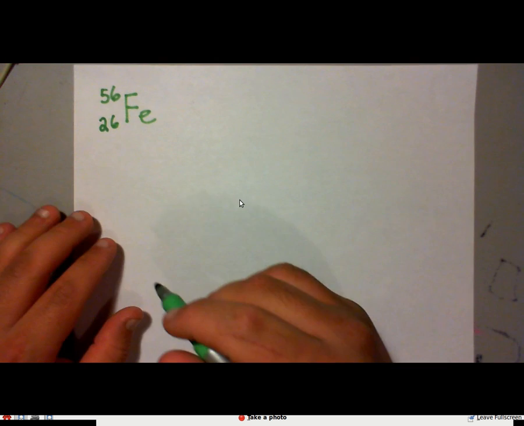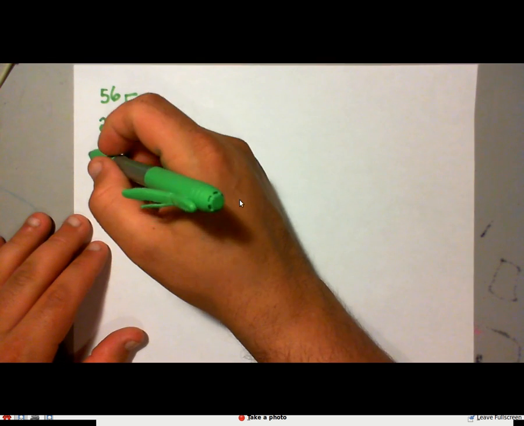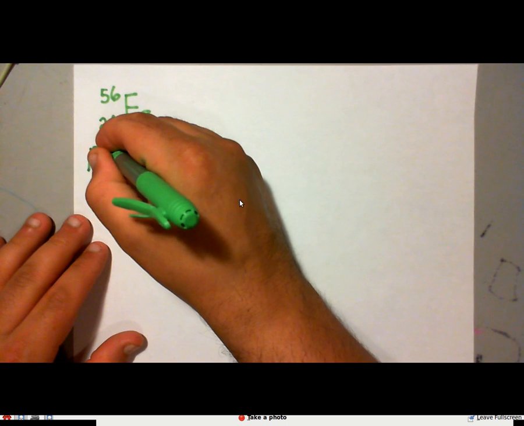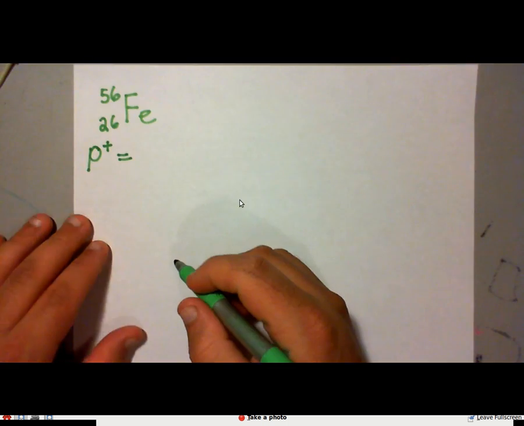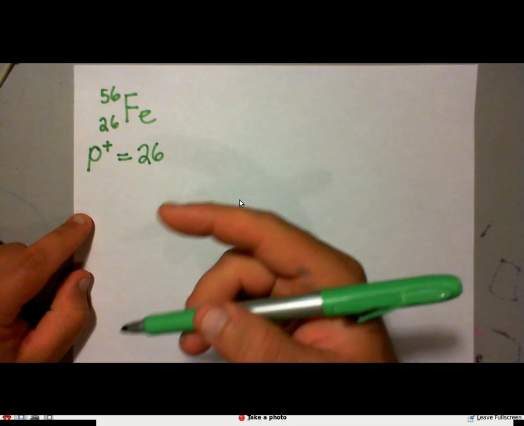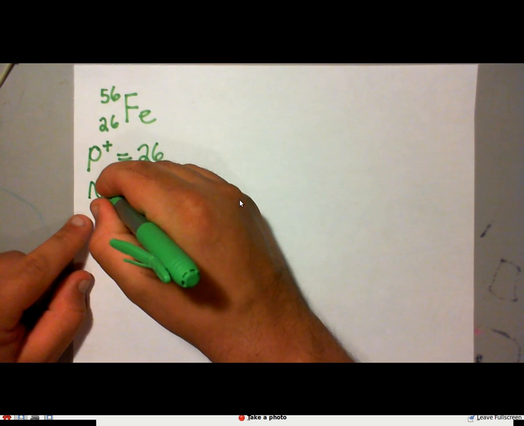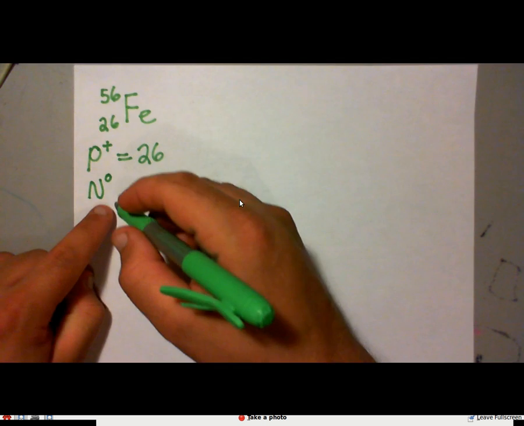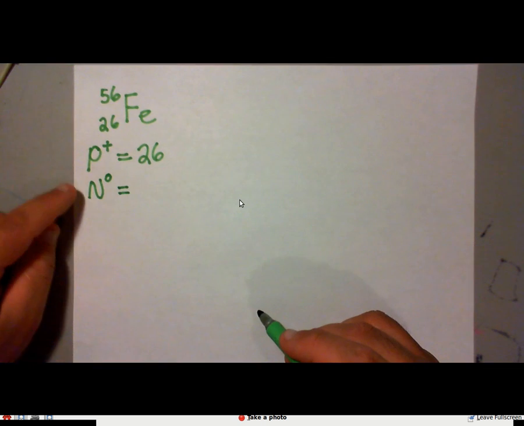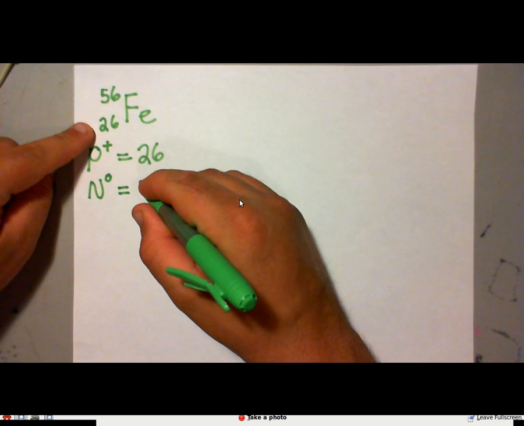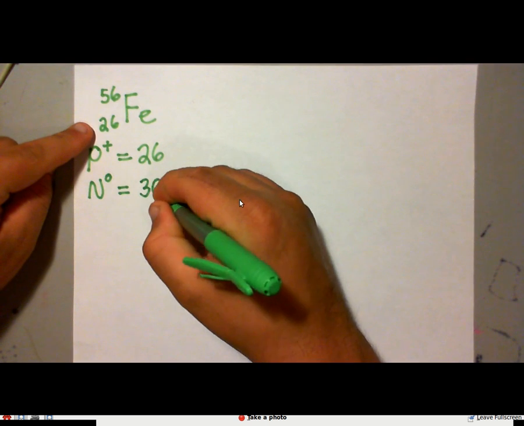So basically, they may ask a series of questions. How many protons do you have? Well, you have 26 protons. They may ask another question. How many neutrons do you have? The N stands for neutrons. The 0 here stands for no charge. Neutrons would be 56 minus 26, which is, you guessed it, 30.